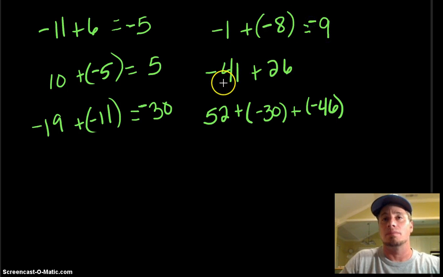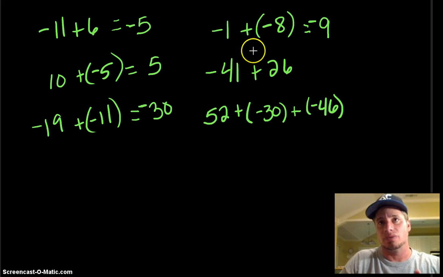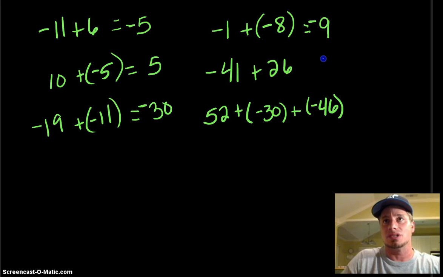Okay, here we've got a positive 26 and -41. So we have different signs, so we need to find the difference. 41 minus 26 is 15. Okay, and the bigger number, the number further from 0, is 41. So it gets the sign that 41 has, which is negative.